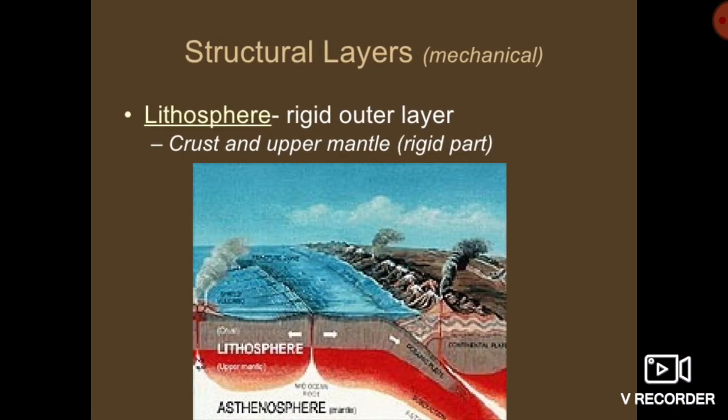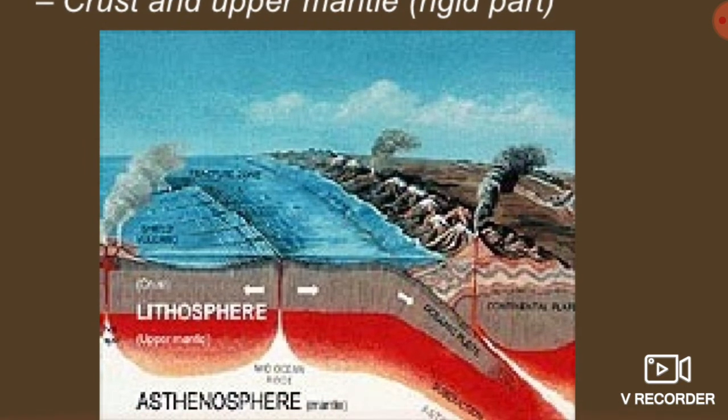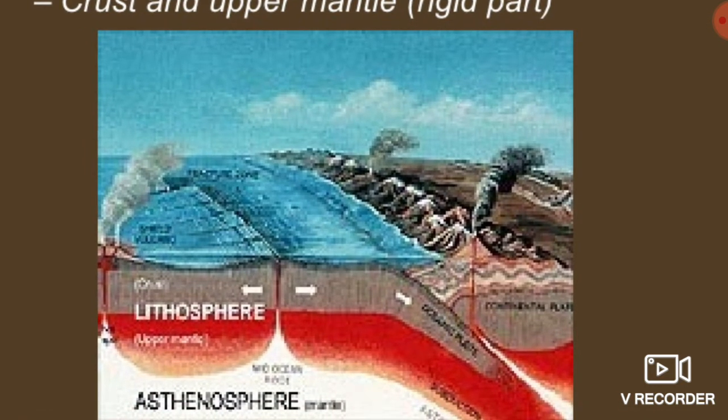Now you can see here some diagrams which can be very useful for the understanding of the concepts. Lithosphere, as I've told you, is the rigid outer layer of the earth, or you can say the solid outer layer of the earth. It represents both crust and the upper mantle part of the earth. You can see here the red color represents the upper mantle part of the earth, and just above is the crust. Both crust and the upper mantle represent the lithosphere.